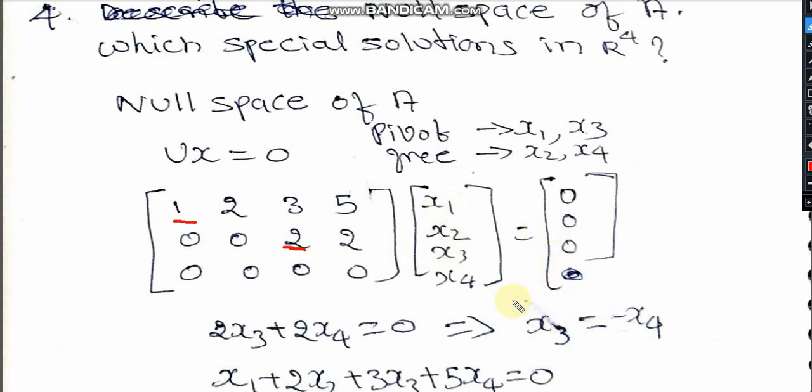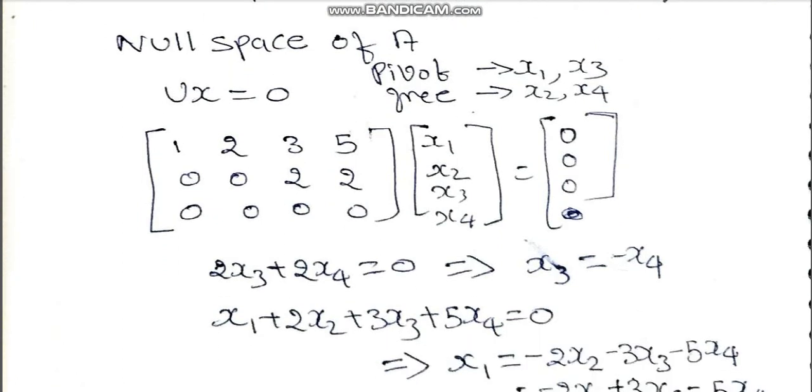If I solve this equal to 0, you can see 2x3 plus 2x4. We always start writing the equations from the last row. So the last row is 0x4 equals 0. The next row is 2x3 plus 2x4 equals 0. This will give you x3 equals minus x4. And from the first expression we get x1 plus 2x2 plus 3x3 plus 5x4 equals 0. We always write the expressions in terms of the variables, so we'll have two expressions in terms of x3 and x1.